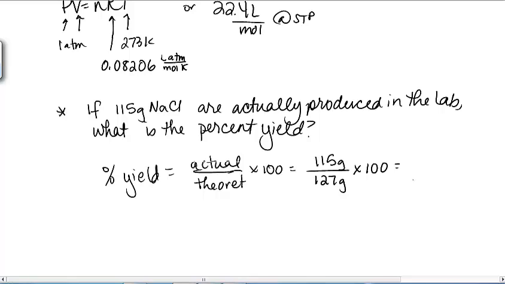What is it, Chaina? Say it louder, like I'm old. 91%. 91 point what? Oh, well, how many sig figs should we have now? What a good question is that? 3. So what is it with 3? 90.6%. Okay, so there's our percent yield.